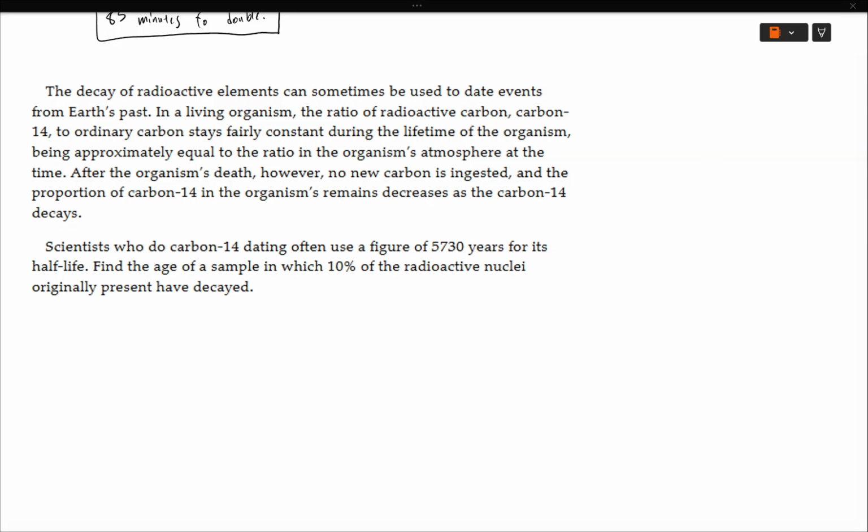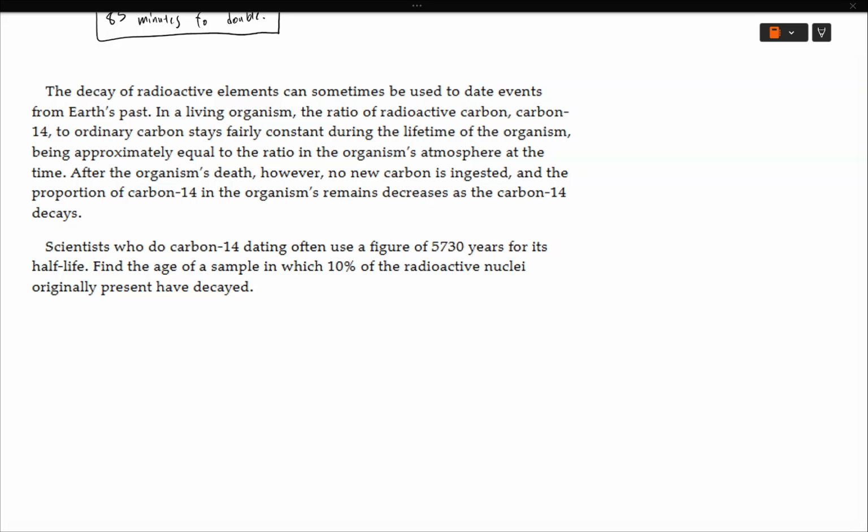Okay, so there are two things that we want to find here. The value of k and the value of t when y is equal to 0.9 y naught, where y naught is the initial value. So 0.9 y naught just means that 90% of the radioactive nuclei are still present since 10% have decayed.